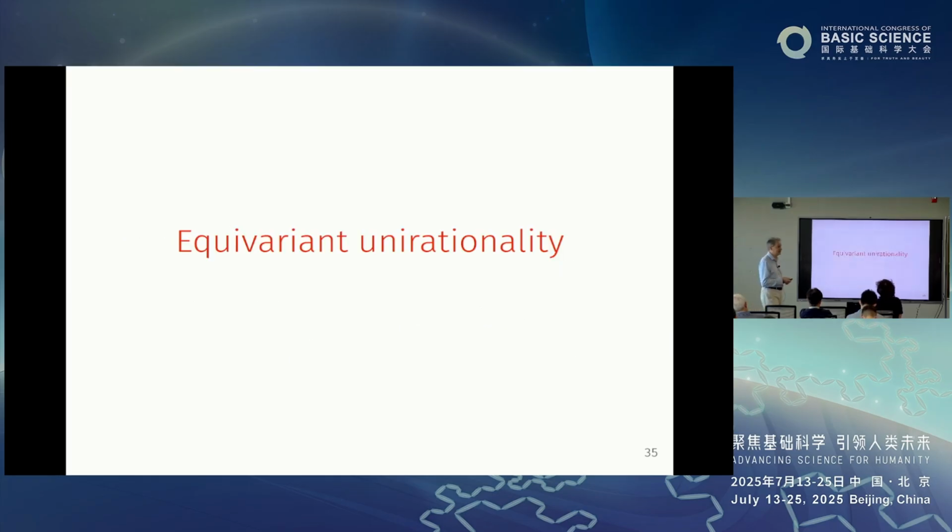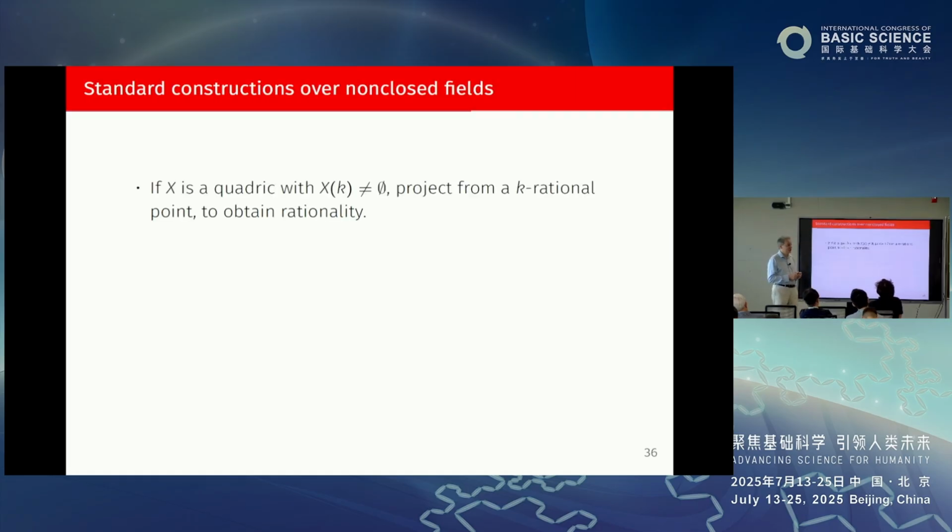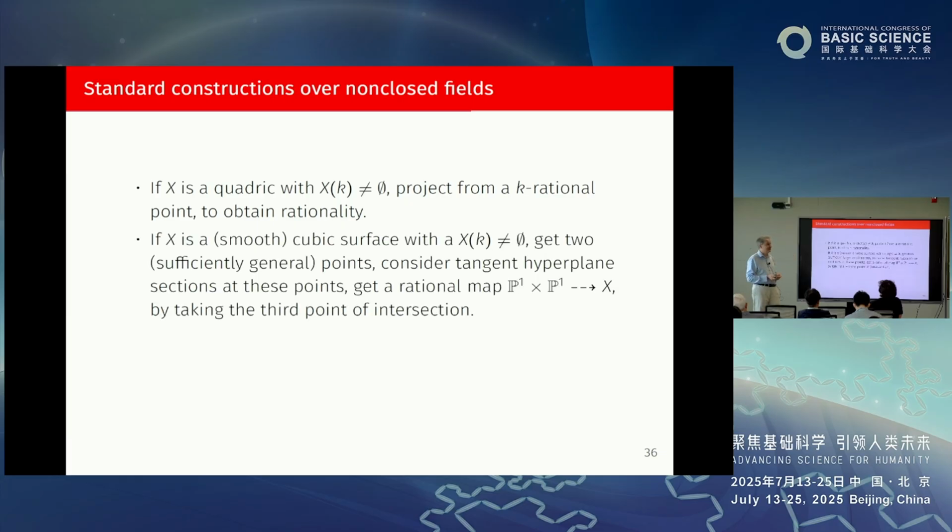Something very concrete here. Now, equivariant unirationality. So let's go to non-closed fields, and let's just look at quadric hypersurfaces, surfaces, threefolds, and so on. You need a rational point. If you have a rational point, you project. So that's the thing. And nobody ever thinks about birational maps from a quadric to projective space. That's not like this. Well, maybe in Fano threefolds, people have thought, there are some maps, but in higher dimensions, not really.